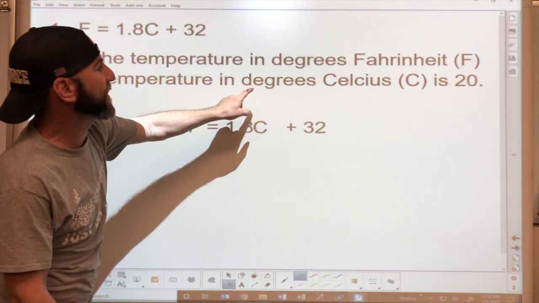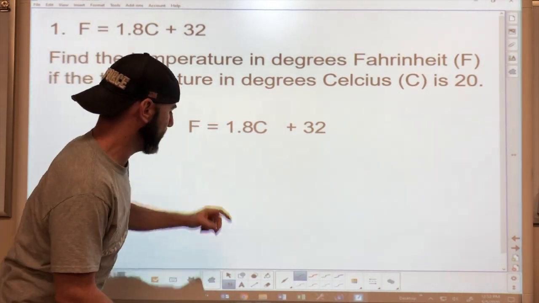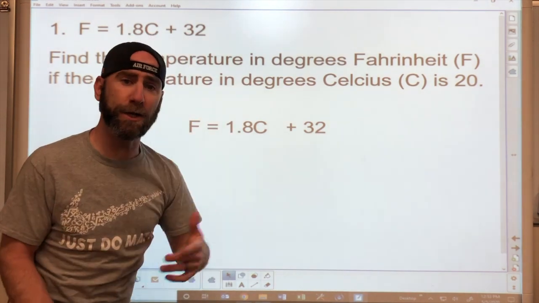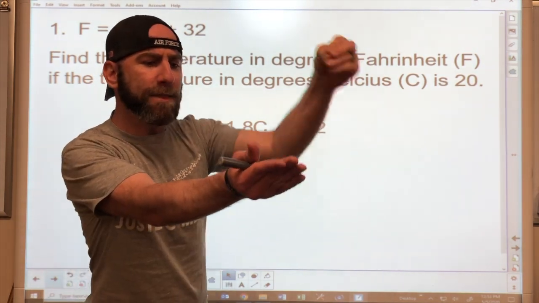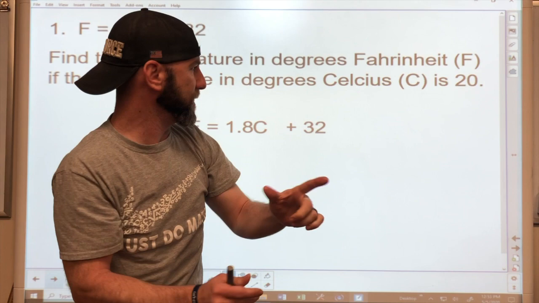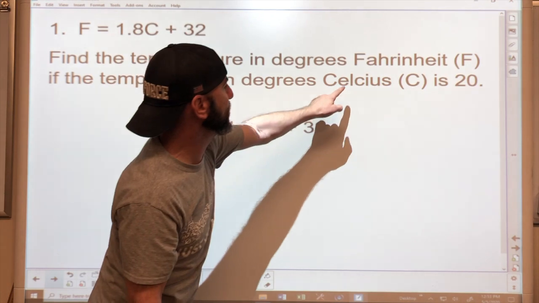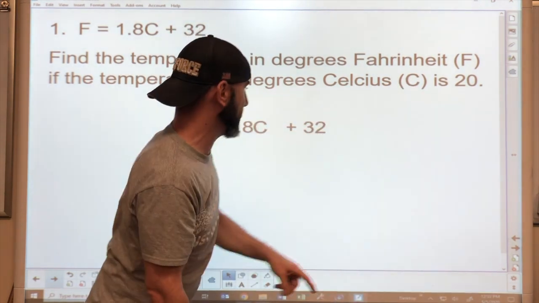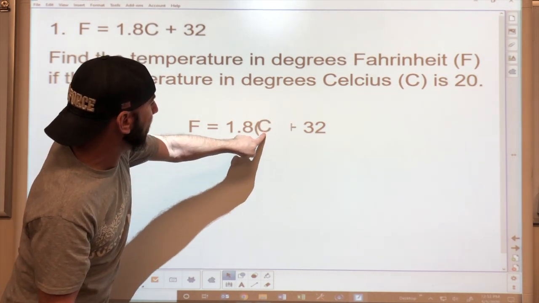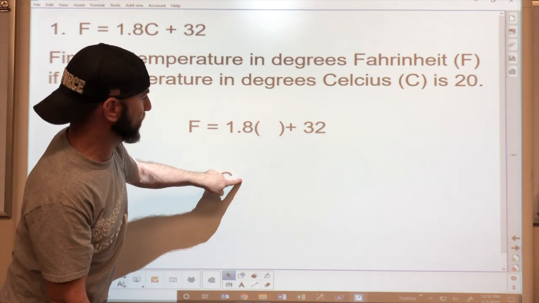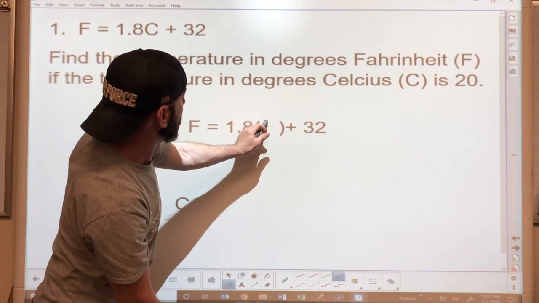If the temperature in degrees Celsius is 20. So here's our formula here, and we're going to use substitution. So substitution is when we take something and we put it in the place of something else. So instead of this C right there, we're going to substitute the value of C, which is 20. So I'm going to take this C and move it out of the way, and what goes inside that set of parentheses. So you can see instead of a C, we're going to substitute the number 20.